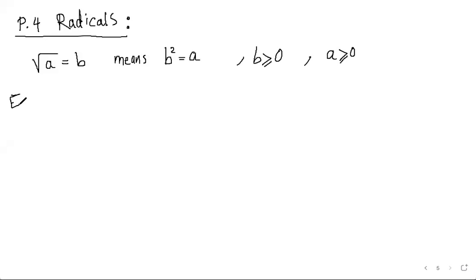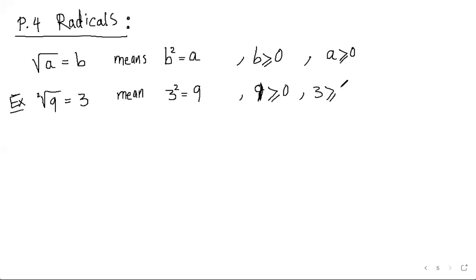I give you an example, like the square root of 9. What's the answer? 3. What does that mean in general? It means if I raise 3 to the power 2, it gives me what's under the radical. 3 to the power 2 gives me exactly 9 under the radical. And at the same time, the number 9 is positive, greater than or equal to 0. And at the same time, 3 is a positive number.